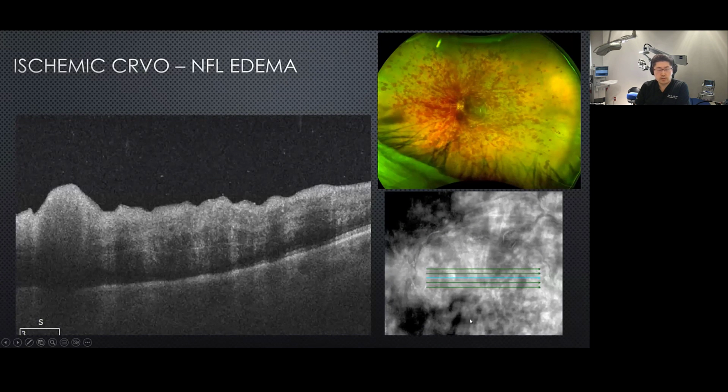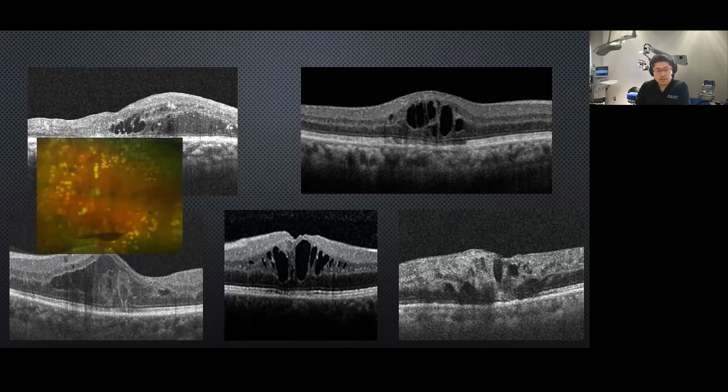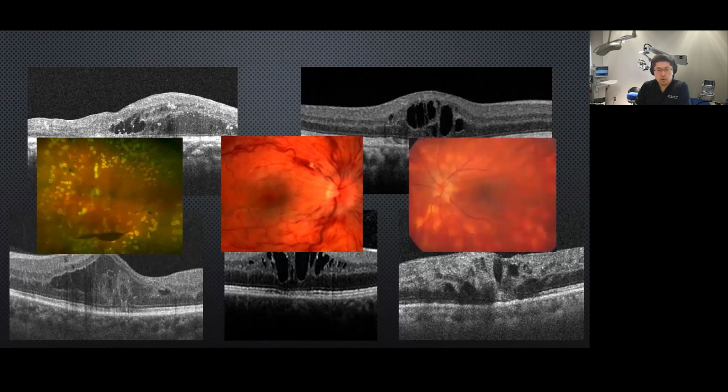Other conditions that cause nerve fiber layer edema and swelling are central retinal vein occlusion, ischemic type, and also central retinal artery occlusion. And now we talk about the varieties of macular edema. It is either secondary to diabetes, retinal vein occlusion, or it can be from uveitis, such as birdshot.